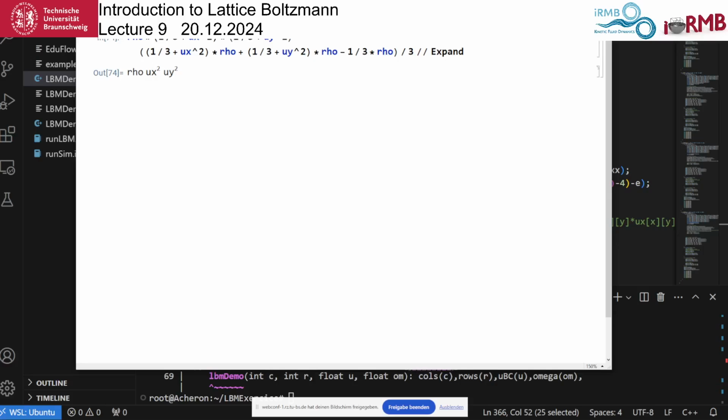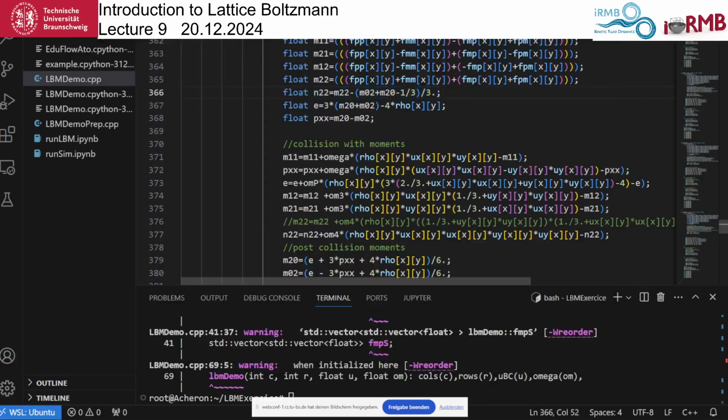M22, then minus M20 plus M02. And then we also had minus 1/3, because this is this minus 1/3. So, wait. So you are questioning whether there is supposed to be a rho. Yes, there's supposed to be a rho. Rho X, Y. Okay.